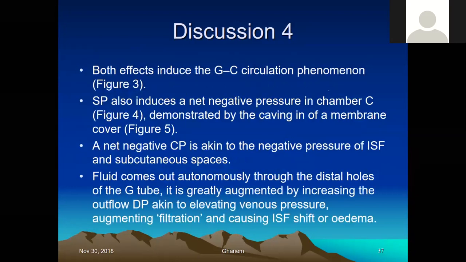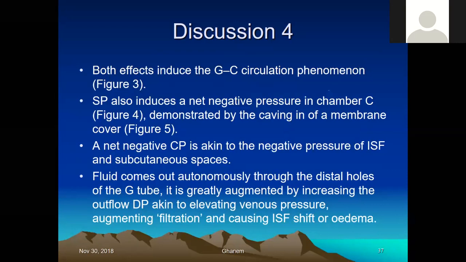Side pressure also induces a net negative pressure in chamber C, demonstrated by the caving in of a membrane cover. The direction of flow in the chamber C is in the opposite direction of the flow inside the G-tube, with a net negative chamber pressure akin to the negative pressure of the interstitial fluid space.